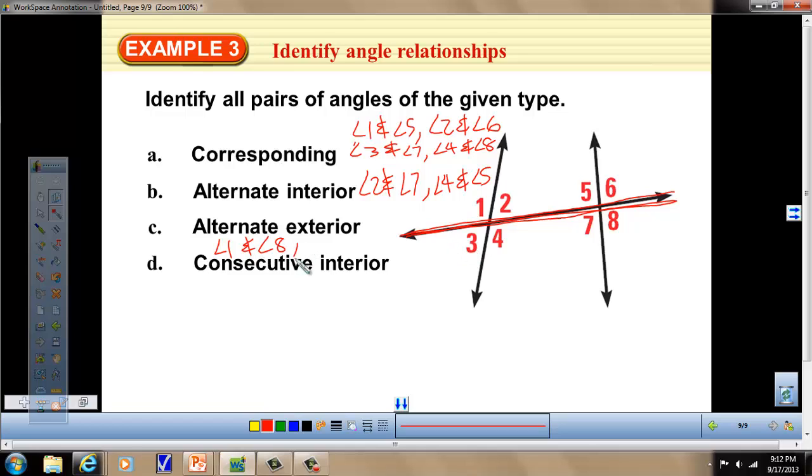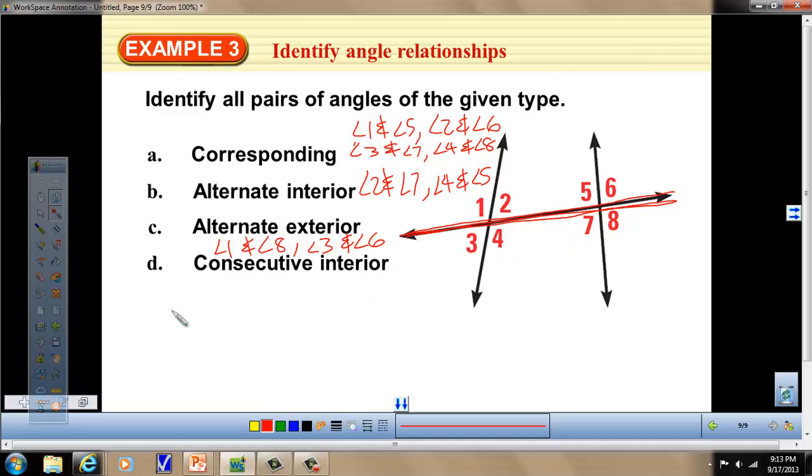And then we have angle 3, which is on the exterior. The alternate one on the other side of the transversal is angle 6. And finally, we've got consecutive interior angles. These are angles that are on the same side, but they're inside the two lines that we're talking about here. So again, interior means 2, 4, 5, and 7.